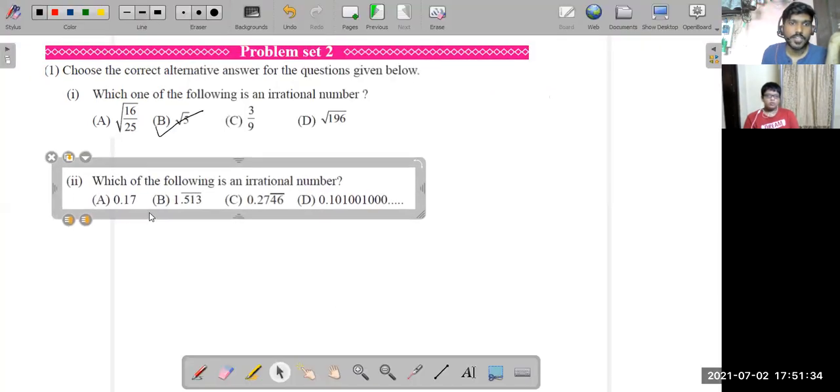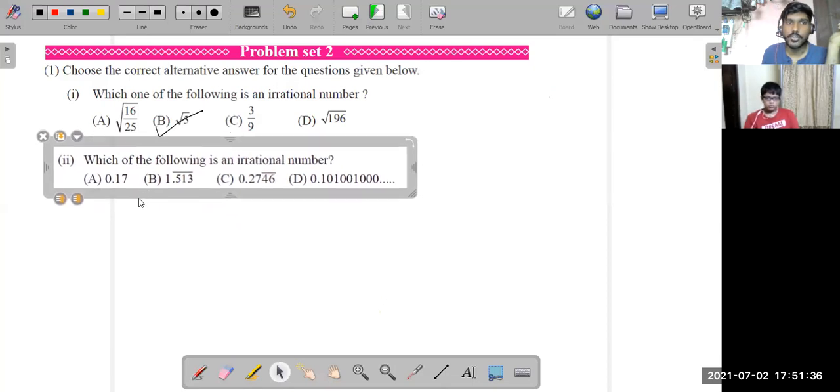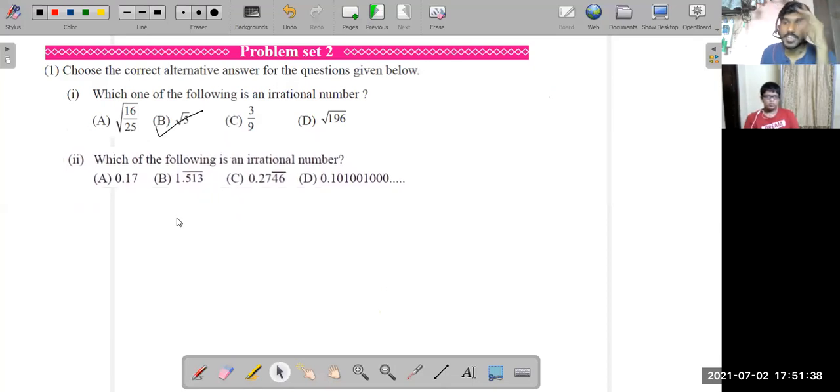Which of the following is an irrational number? Now here you need to remember the second definition of an irrational number. Do you remember what is the second definition of an irrational number? The decimal representation is 0.2746, but it is recurring, no? There is a bar on top of 46. That means 46 is recurring.